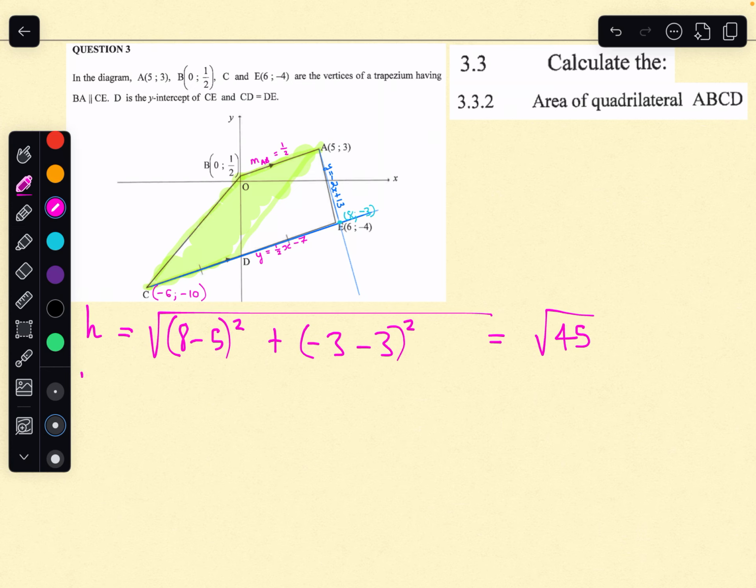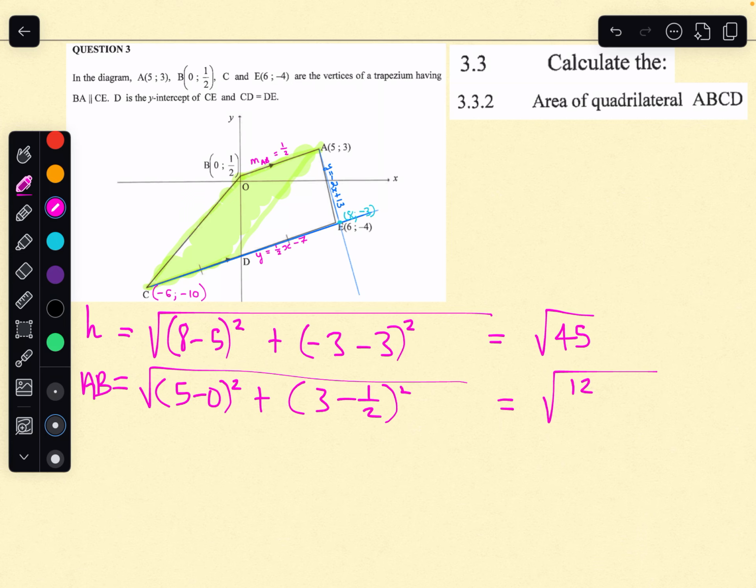Then let's work out the length of AB. Okay, so similar calculation. The difference between the x's squared and the difference between the y's squared. Let's try to do that in our heads too. So 5 minus 0 squared is 25. 3 minus a half is 2.5, squared is 25 over 4. So 25 plus 25 over 4. 25 is the same as 100 over 4, so that will be 125 over 4, I think.